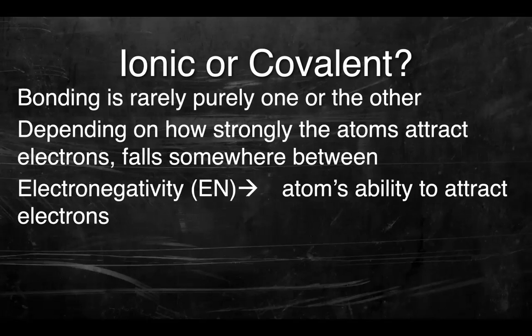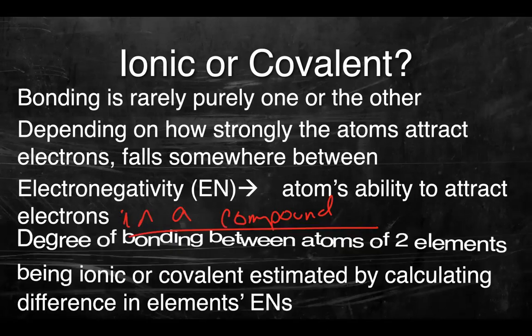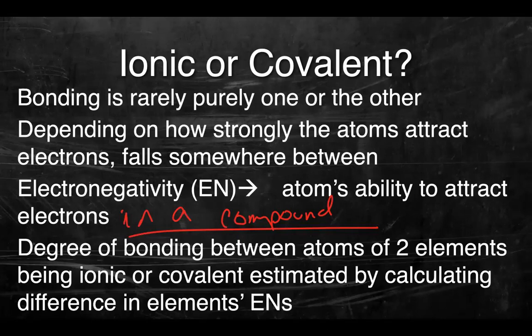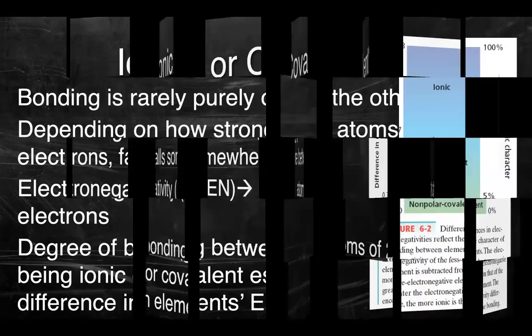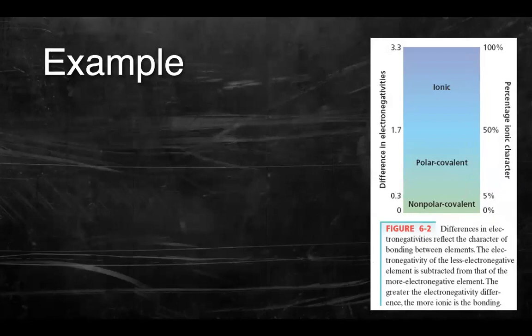So we have to refer back to electronegativity, which we studied in the last chapter, which is an atom's ability to attract electrons. And I should add, in a compound. It's a very important point to add, because electron affinity is an atom's ability to attract electrons when it's by itself, but in a compound, it's electronegativity. So the degree of bonding between atoms of two elements being ionic or covalent, we estimate that by calculating the difference in the electronegativity of these two elements. So we have this kind of graph, I guess.